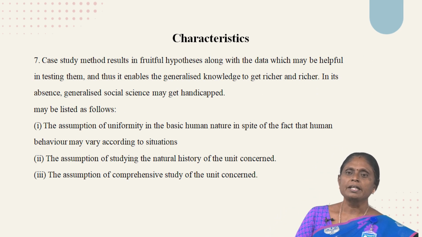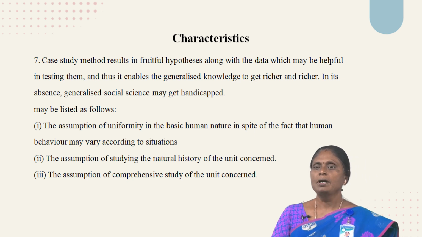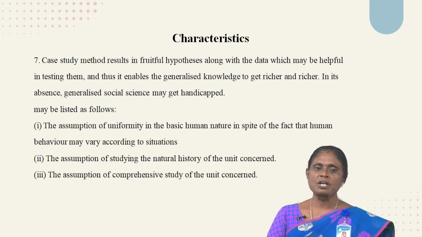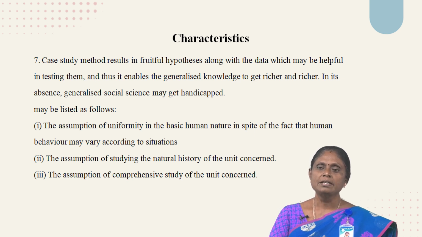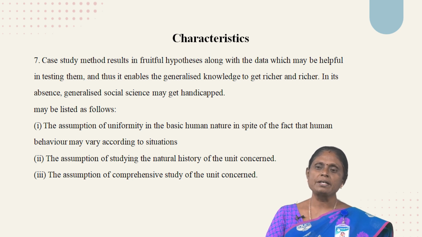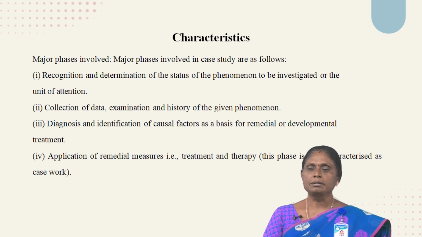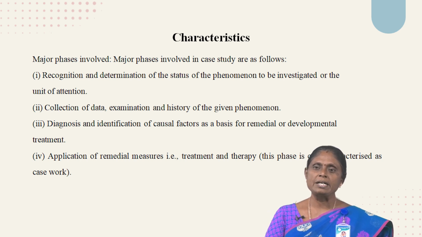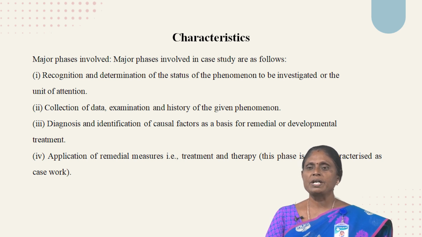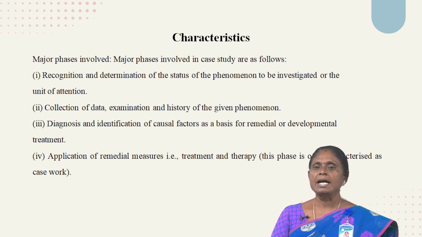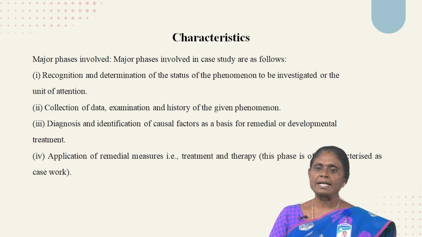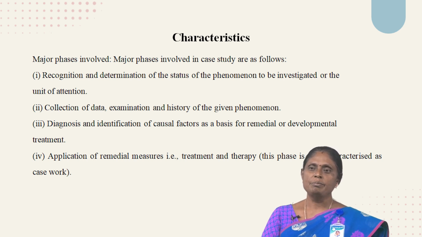Next one, the case study method results in a provable hypothesis. It may be listed as follows: the assumption of uniformity, the assumption of studying the natural history of the unit concerned, and the assumption of the comprehensive study of the unit concerned. There are various phases involved in the case study: recognition and determination of status of the phenomenon, collection of data, examination and history of the given phenomenon, diagnosis and identification of causal factors, and application of remedial measures.